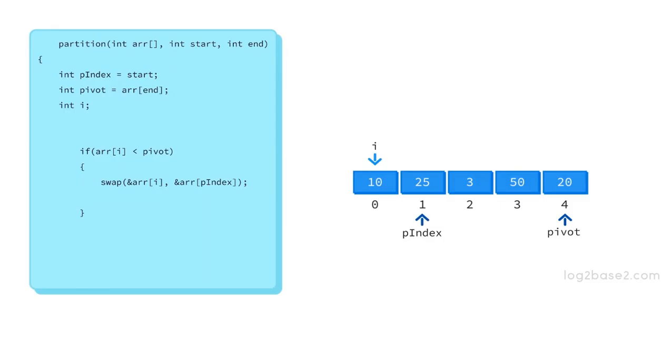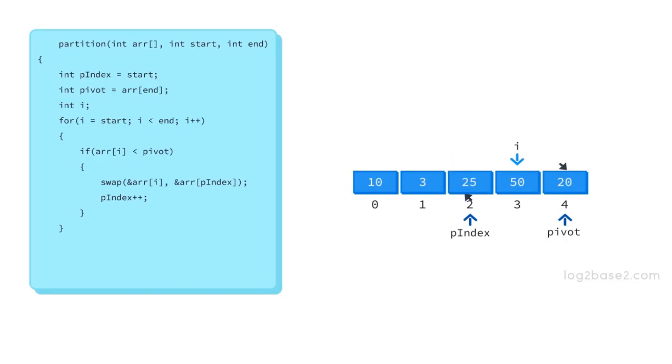So write p_index++. Next, i should be incremented and the same process should be repeated till we reach the end of the array. So we can put this code inside a for loop. For i equal to start, i less than end, i++. So this will continue till we reach the end of the array. And when this loop is exhausted, we will have the sorted position of pivot pointed by p_index.